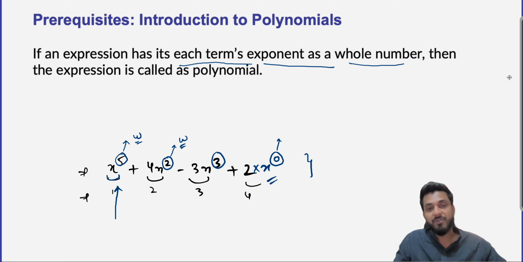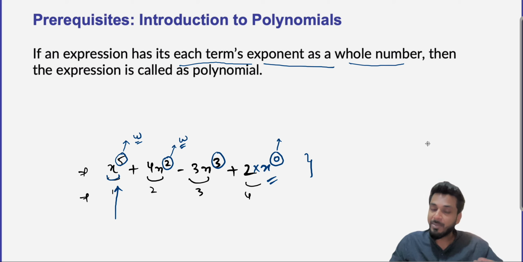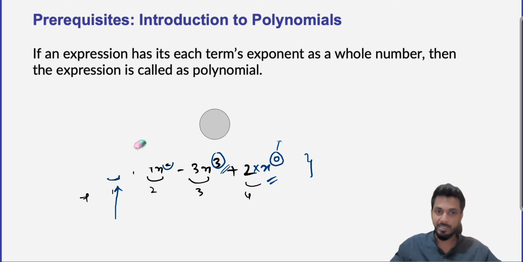So basically, if an expression is given, we have to check every term's exponent. What is the meaning of every term's exponent? A term's exponent means the variable's power, the exponent of the variable. So that exponent must be a whole number for every term, then it will become a polynomial. So that's the simple definition of polynomials.